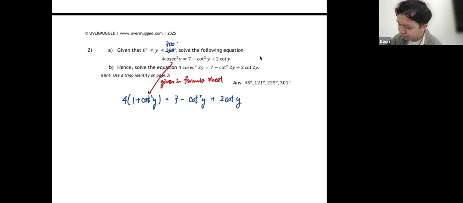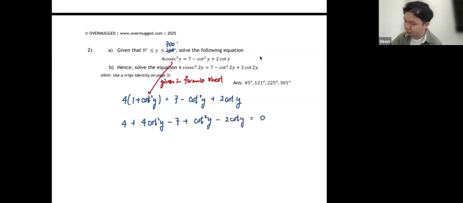Okay, so let's expand. 4 plus 4 cotangent square y minus 7 plus cotangent square y minus 2 cotangent y equals to 0. Okay, so I got 5 cotangent square y minus 2 cotangent y minus 3 equals to 0.